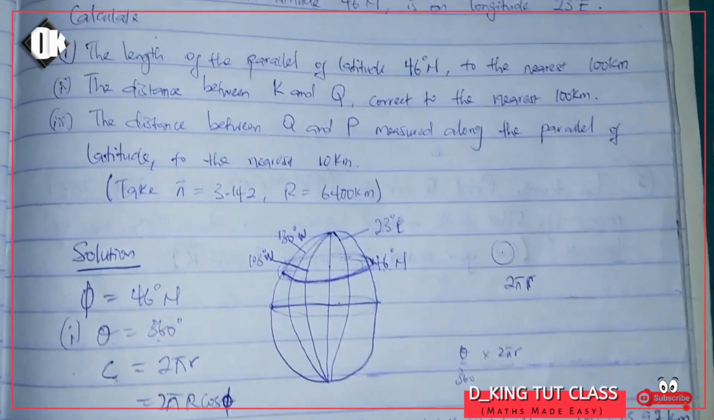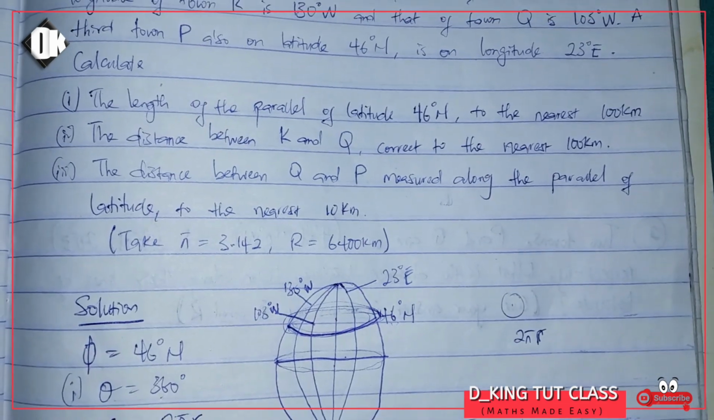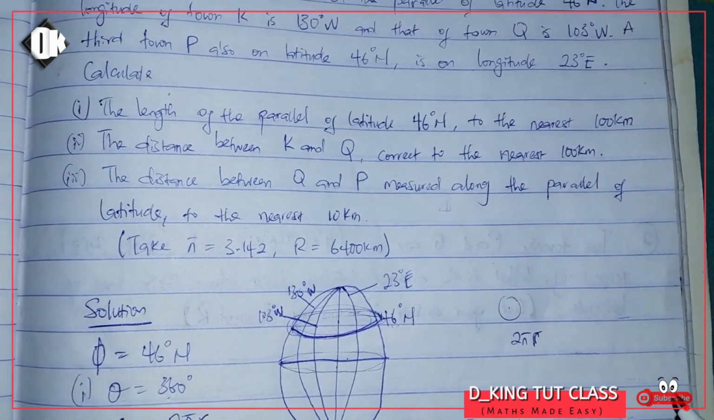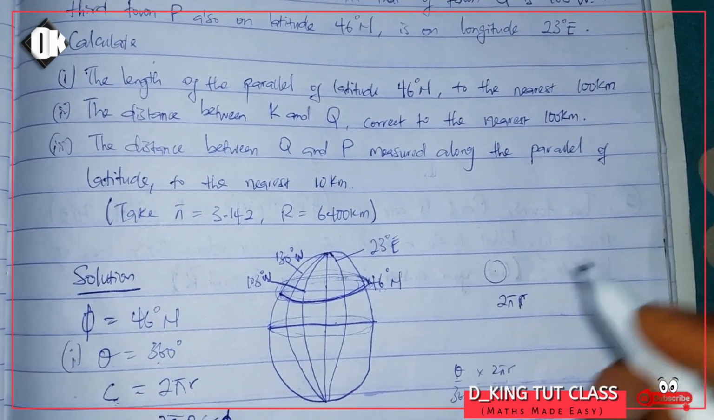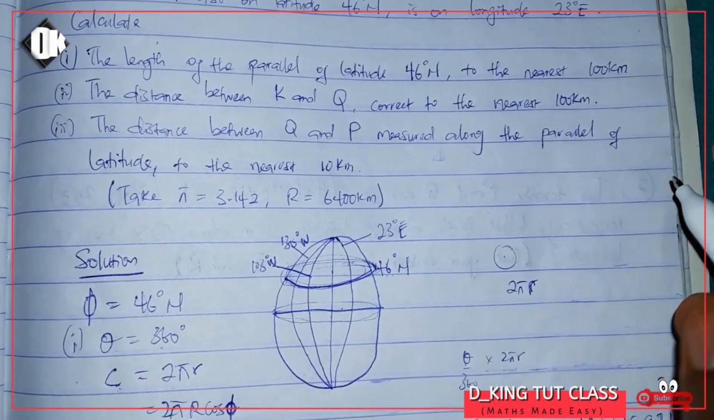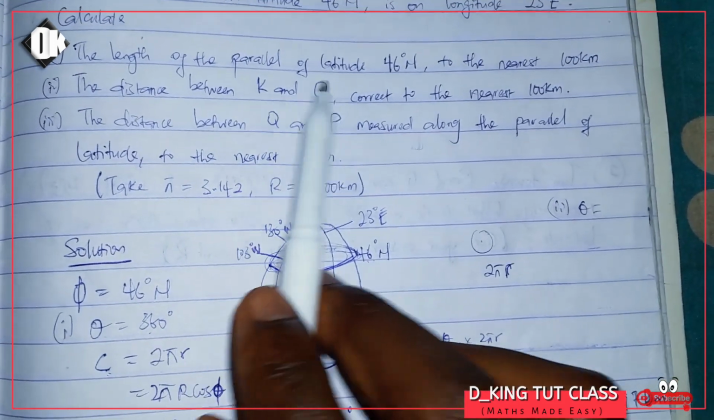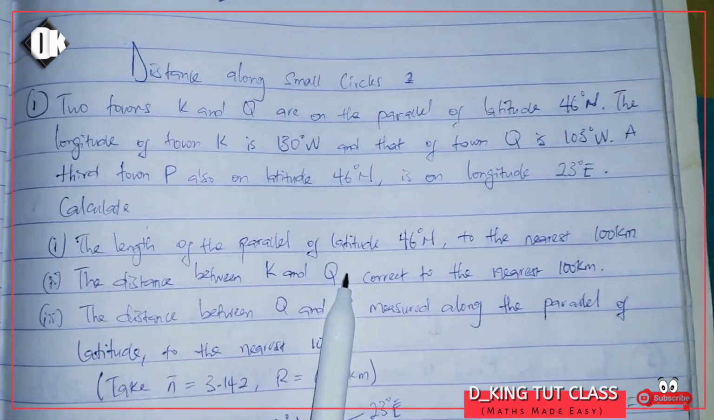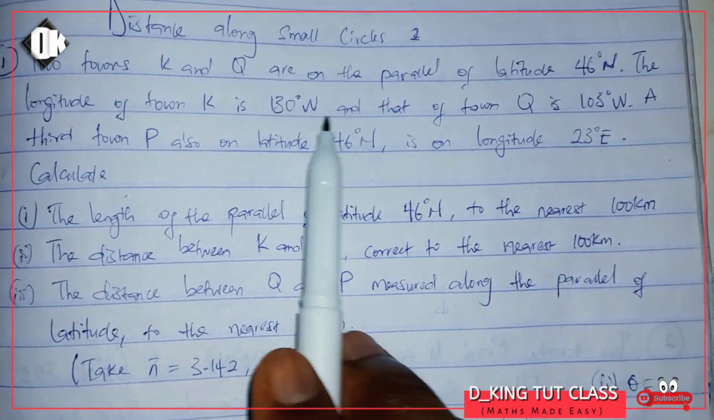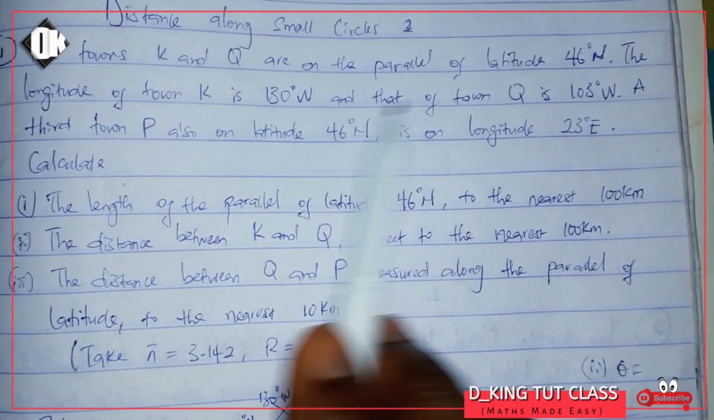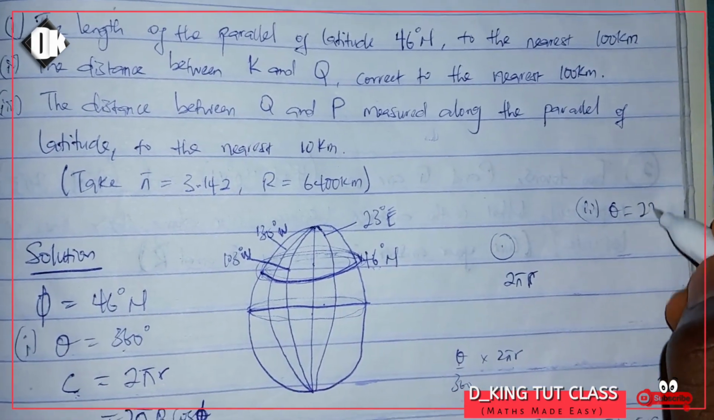Now for the second one, what do I have? I'm now to calculate the distance between K and Q. So what will I first pull out there? I'll pull out my theta, because my phi is still 46 degrees, line of latitude. For number 2, my theta becomes what? Since it's K and Q, what are the values at those points? K is 130, Q is 103. West west, subtract: 130 minus 103, that's 27. So my theta for number 2 is 27 degrees.